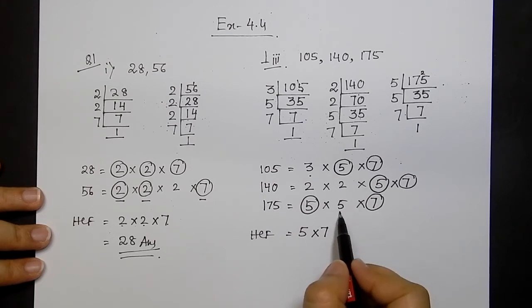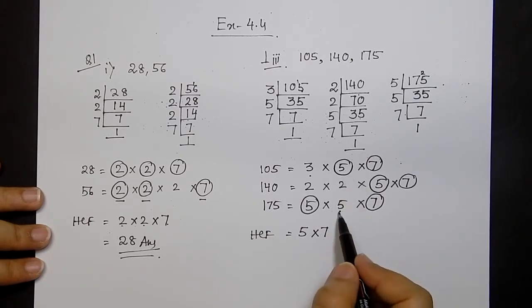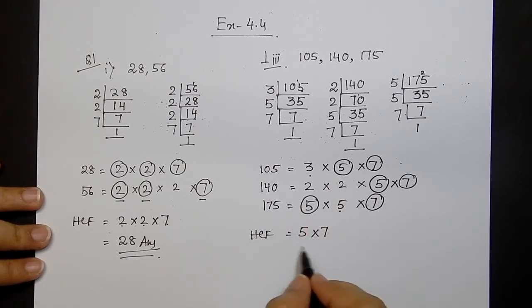Now see here, I have another 5 over here, but it is not there in this, neither in this. So I'm not getting another 5 common in all 3 of them. So I don't have anything else common. So my answer is 35.